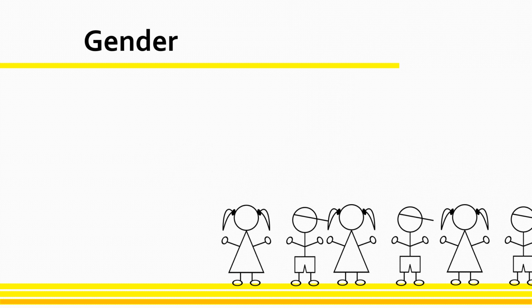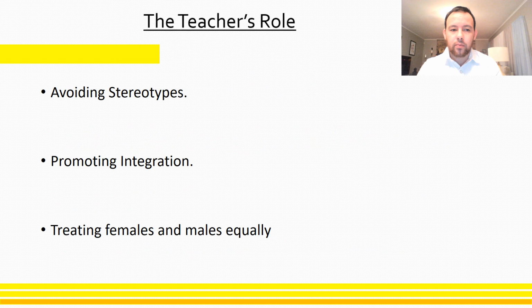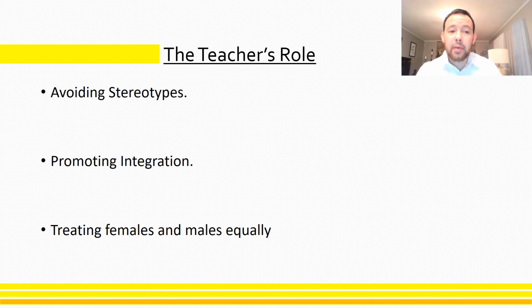Another difference is gender. Gender roles are among the first that individuals learn. This behavioral difference exists because it is reinforced by adults. The differences are so small and variable that they have few practical consequences, because boys and girls have only biological differences, not differences in intelligence or academic achievement. Remember to avoid stereotypes, promote integration, and treat females and males equally.